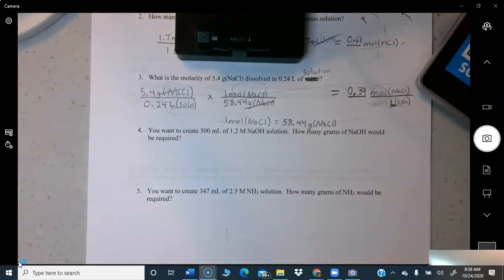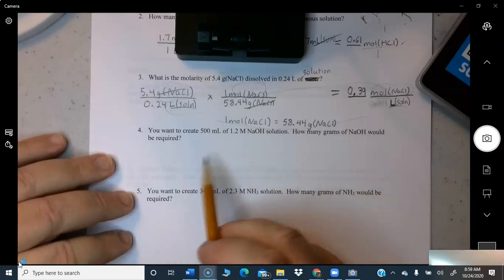Okay, you want to create 500 milliliters of a 1.2 molar NaOH solution. How many grams of NaOH would be required? And this is a typical AP problem that they might ask you. It's something you might be asked to do in our class in a lab once we get back there. I'm going to tell you I want you to make 500 milliliters of a 1.2 molar solution of NaOH. So go grab the NaOH, and how many grams are you going to need? Weigh it out and mix it with the 500 milliliters. So this is a practical lab problem.